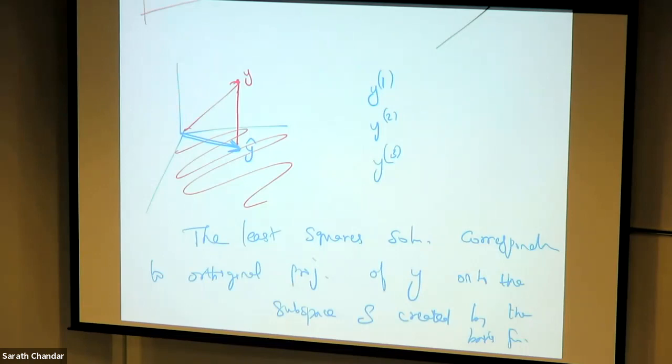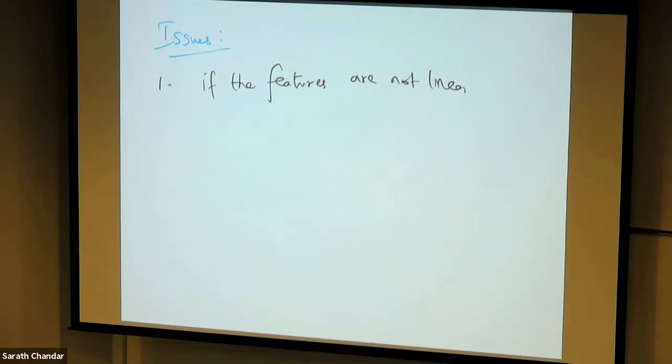Okay. So then maybe let's talk about the issue that he mentioned. There are a few issues with the current setup of linear regression. So the first issue is if the columns are not linearly independent, let's say I have a bunch of features, if the features or basis functions, whatever, are not linearly independent, then X is not full rank.